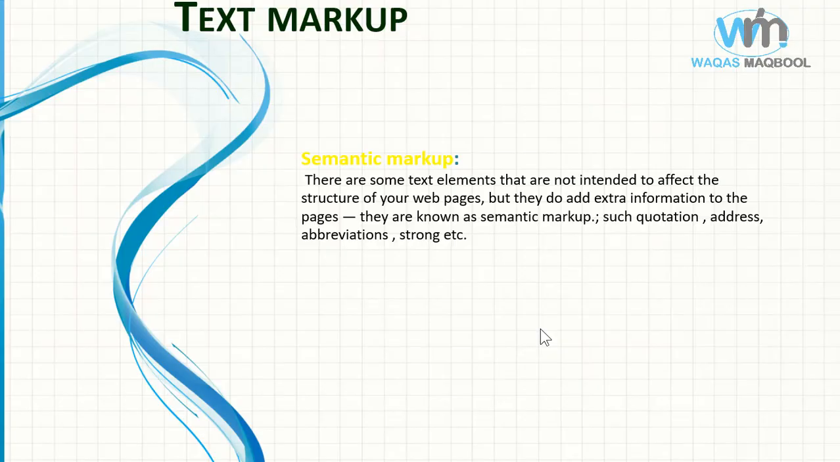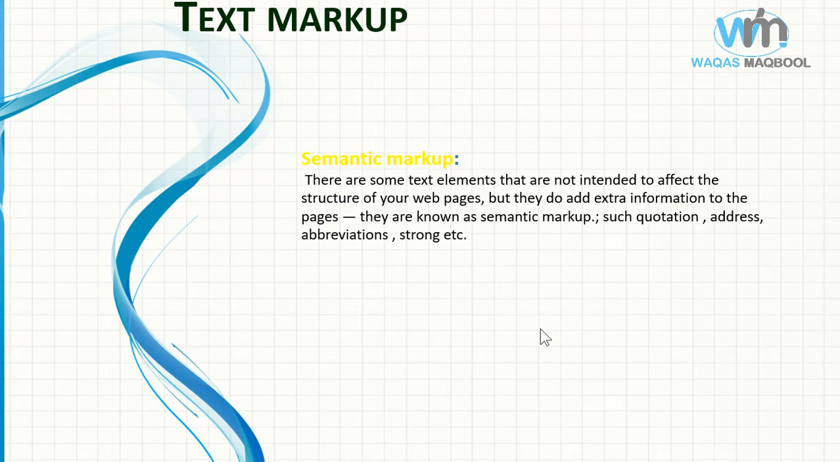After the basic structure of an HTML document, I will read about text markup. As you know, a website contains a lot of text, so there are two types of text markup. The first one is semantic markup. There are some text elements that are not intended to affect the structure of your web page, but they do add extra information to the page. They are known as semantic markups, such as quotation, address, abbreviation, strong, etc.